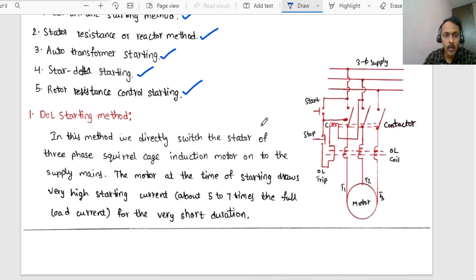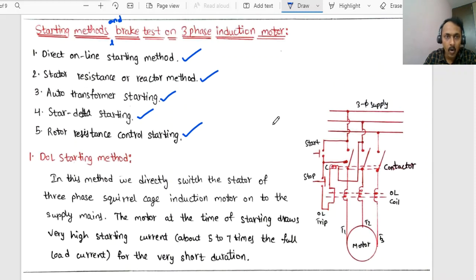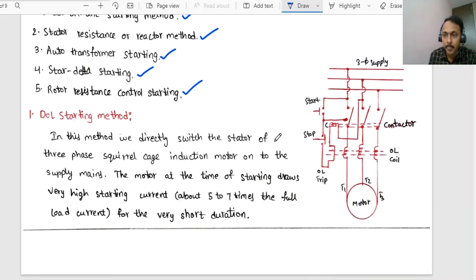So in the DOL starting method, direct online starting method, for the stator, the three-phase supply will be directly given to the stator winding without any intermediate resistances or rheostats. Because of this, at the time of starting, the machine draws a very high amount of current. So how do you understand that? For example, it will be about 5 to 7 times the full load current.